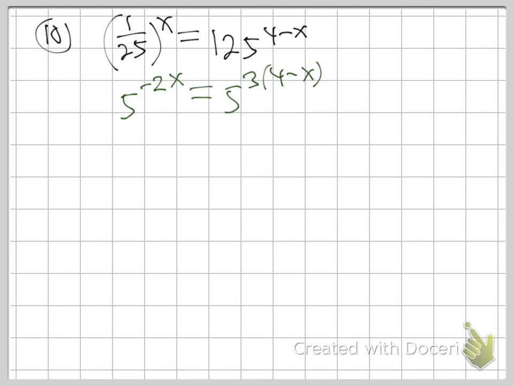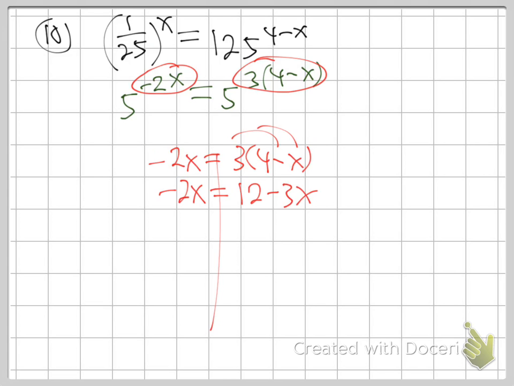Like that. We good? All is good so far? And then this power's got to equal that power, right? Because if 5 to something is equaling 5 to something, the powers have to be equal. Because if they were different, then 5 to one of them wouldn't equal 5 to the other. So minus 2x has to equal 3 times 4 minus x. Distribute.